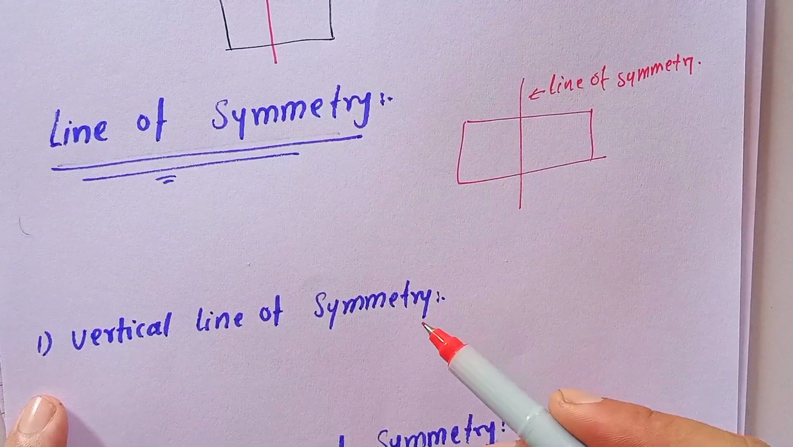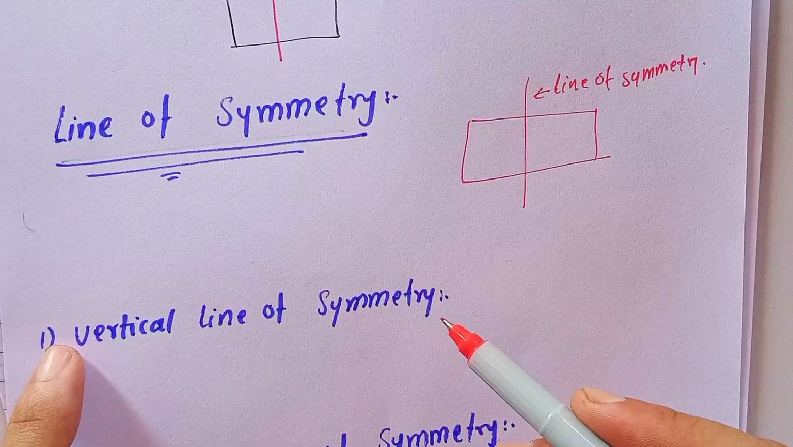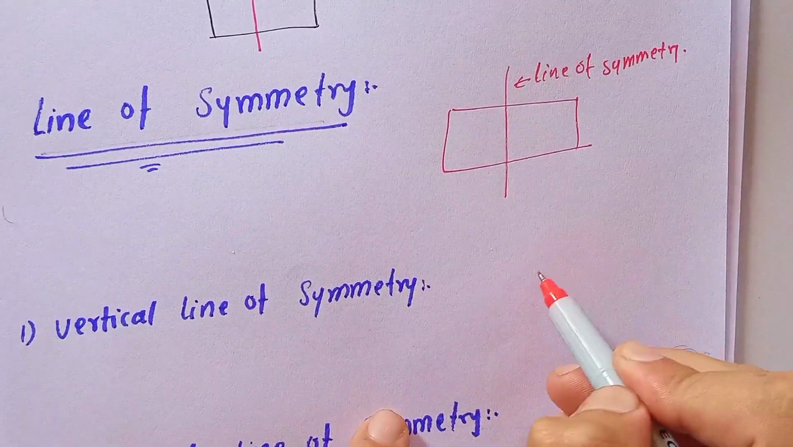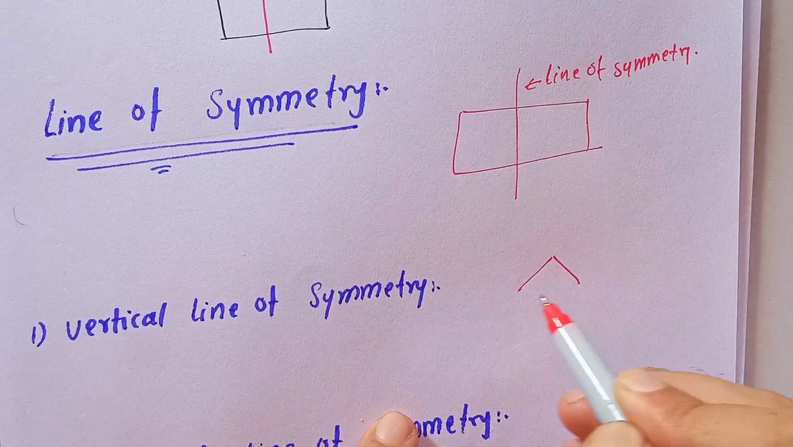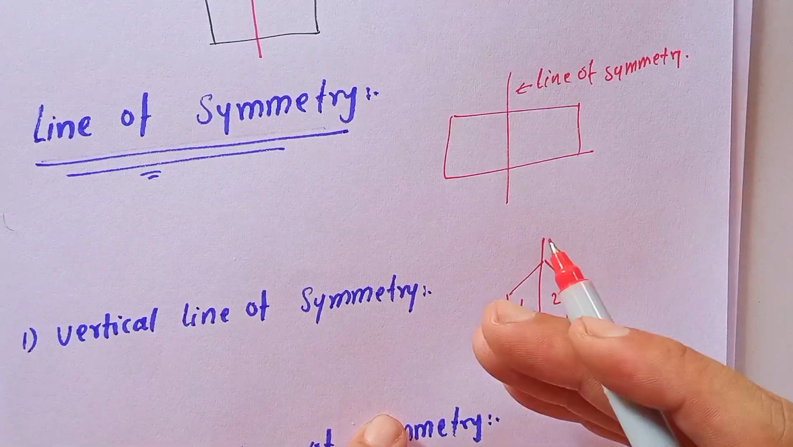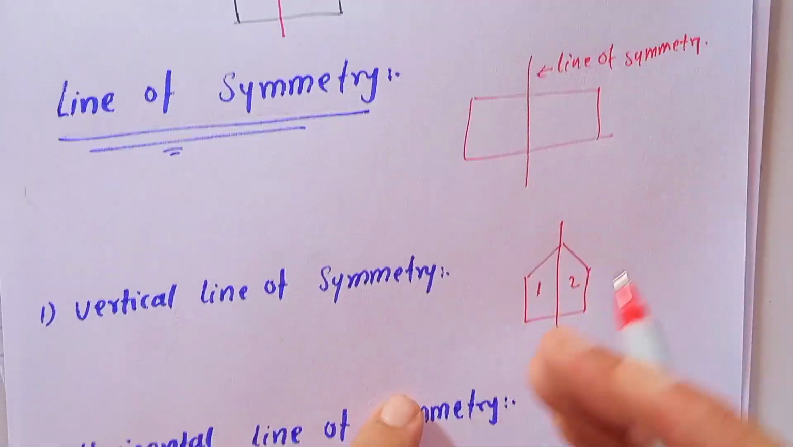Right, so the vertical line of symmetry is a line that divides the shape into two equal halves vertically. This is a shape and it can be divided into two equal halves. This shape is divided into two equal halves, and one half is the mirror image of the other.